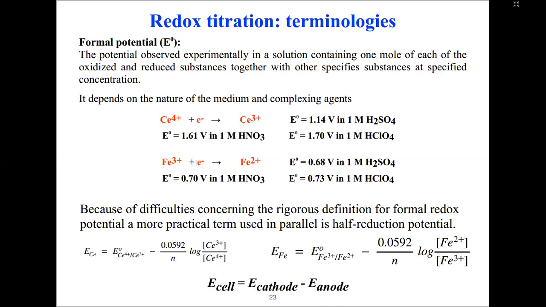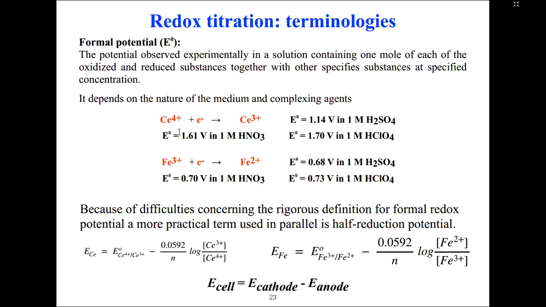Now, the other terminology is formal potential. It is one of the important terminologies as well. The potential observed experimentally in a solution containing 1 mole of each of the oxidized and reduced substances together with other specific substances at specified concentration. So remember, in this definition, both oxidized and reduced substances should have 1 mole of them. 1 mole. Okay, both of them are 1 mole. And if there are any other substances, we need to know the concentration of those substances as well.